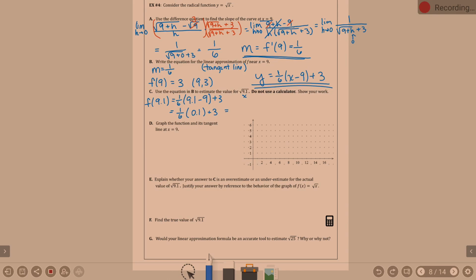Now, I'm not supposed to pick up my calculator. I have the fraction 1/6 times the decimal 0.1, or properly read, what is 0.1? It is 1/10. So I would turn this into 1/6 times 1/10 plus 3. And 1/6 times 1/10 is 1/60th plus 3. So my brain goes 3 and 1/60th.